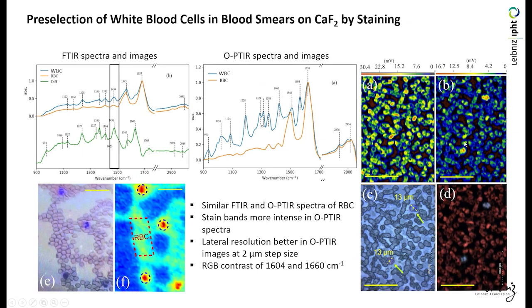So then you get a good contrast for the white blood cells. Here in reflection, the staining is less evident than in transmission, but this is also a typical size of a white blood cell, 13 micrometer diameter. And in an RGB image, you can improve the contrast.